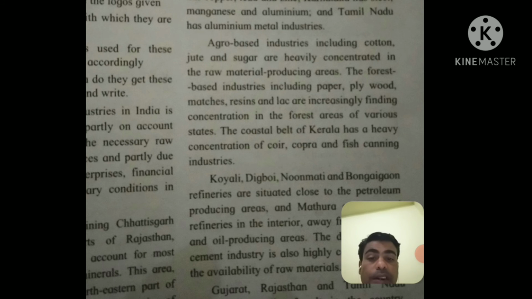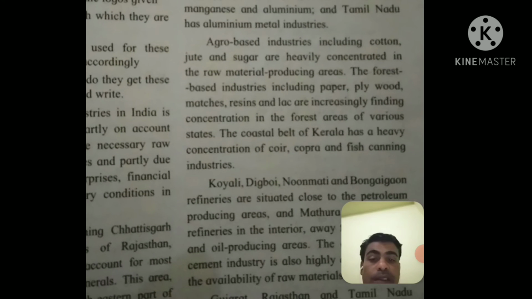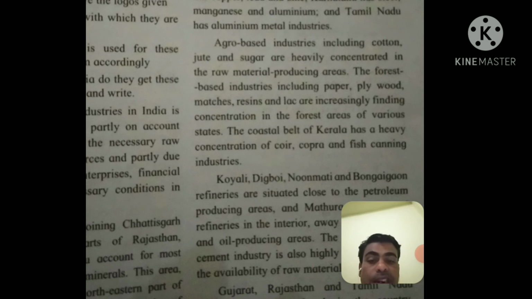Heavily concentrated in the raw material producing areas. The forest-based industries including paper, plywood, matches, resins, lac are increasingly finding concentration in the forest areas of various states. The coastal belt of Kerala has a heavy concentration of coir, copra and fish canning industries.